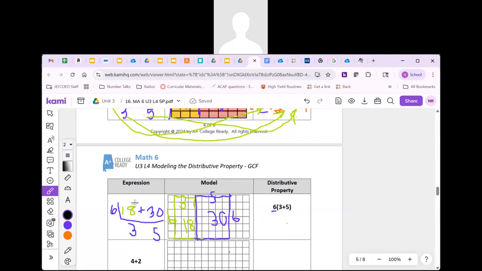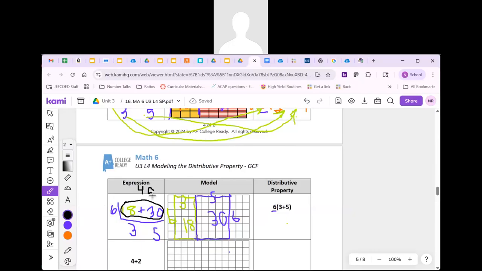So let's take what we were adding. Oops, sorry, 18 plus 30, right? What is 18 plus 30? Well, I'm going to break apart the 18. I'm going to do 30 plus 10. That's 40. And then add this 8. So that's 48, right?